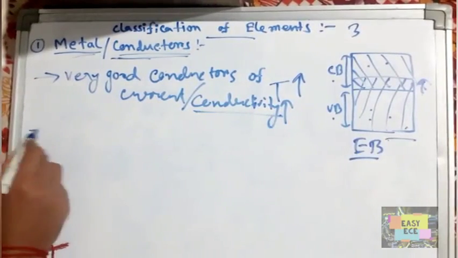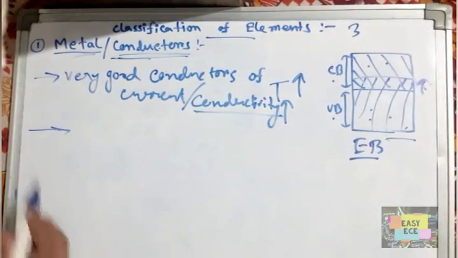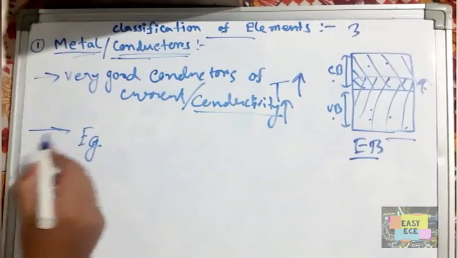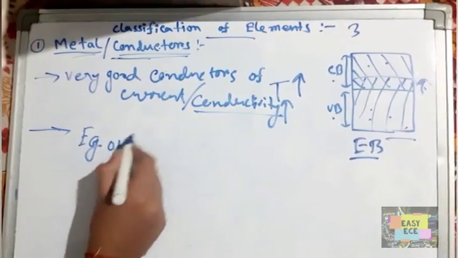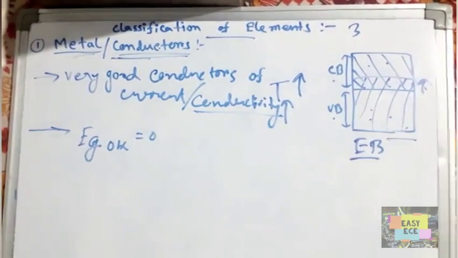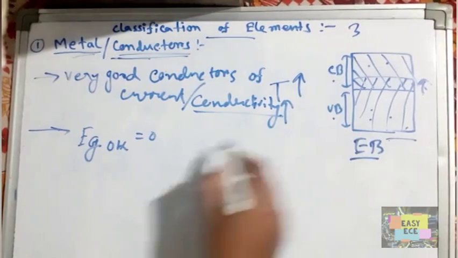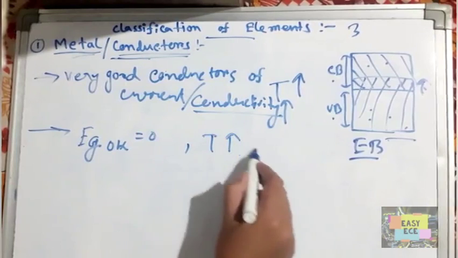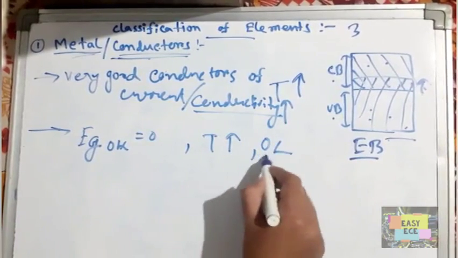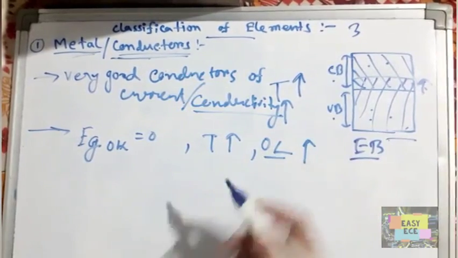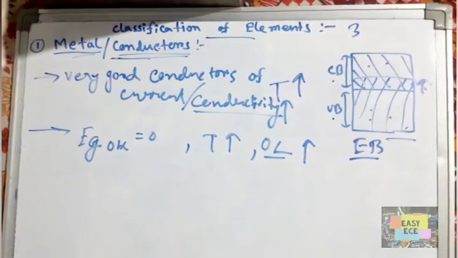Now the second point is what? The energy gap, that is EG, at 0 Kelvin equals 0. That is, no gap between conduction band and valence band, and non-zero energy gap as the temperature is high. As we know, when the temperature is high, the overlap region is also increasing. That is, the two bands are overlapping each other. So this is another point.